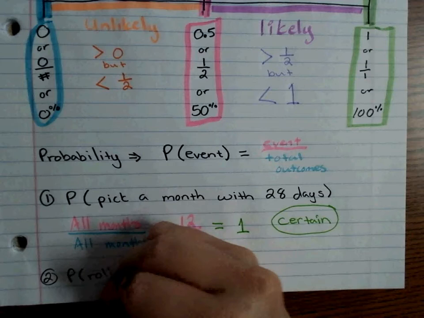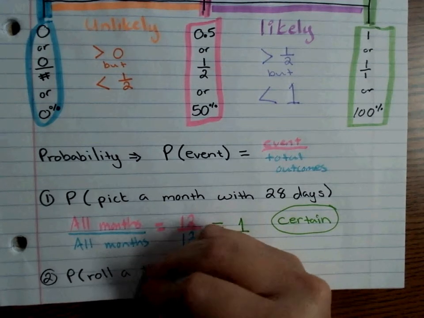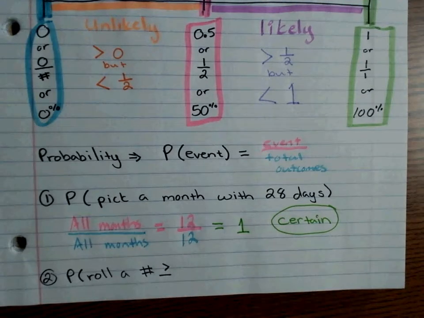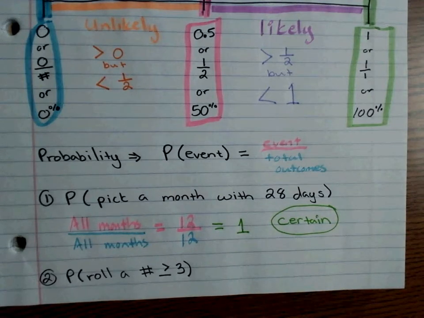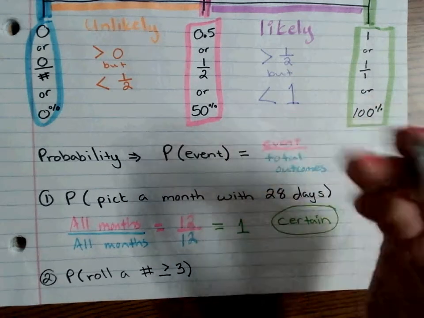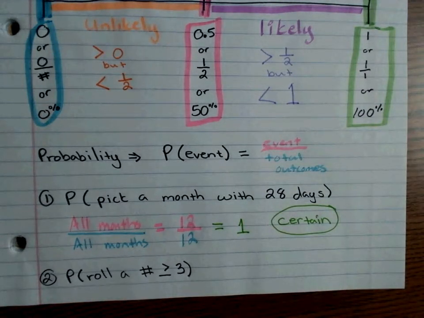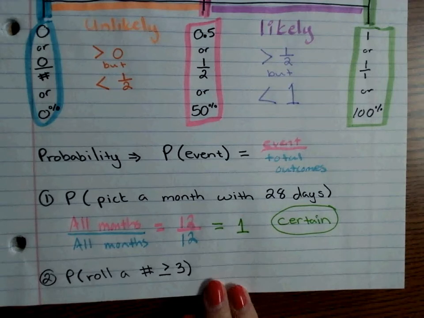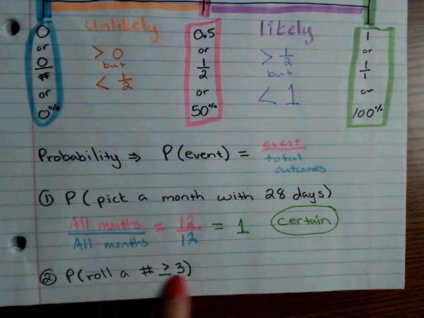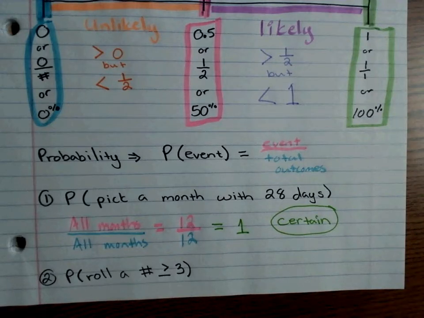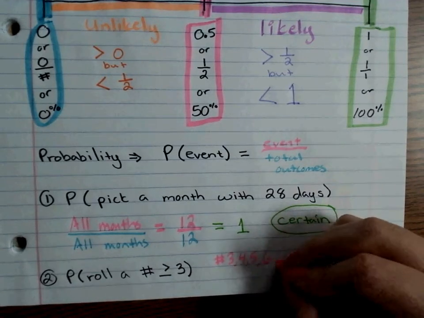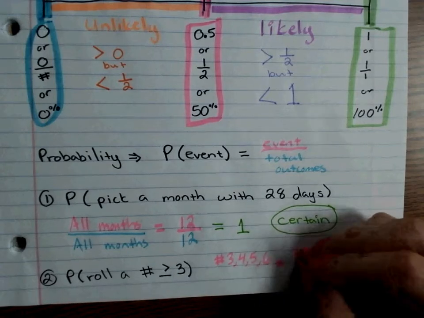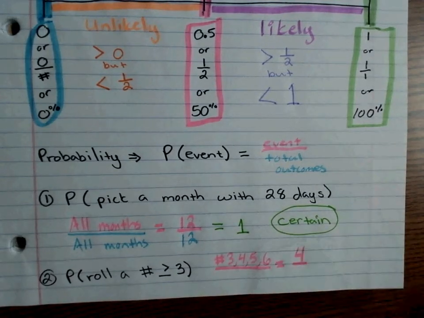What about the probability that you're going to roll a number that is greater than or equal to 3? Probability that you're going to roll a number on a standard die that is greater than or equal to 3. Who can raise their hand and tell me what numbers satisfy this event? Vincent? 3, 4, 5, and 6, right? So that's the numbers 3, 4, 5, and 6. How many numbers is that? 4 numbers, right? We have 4 numbers.